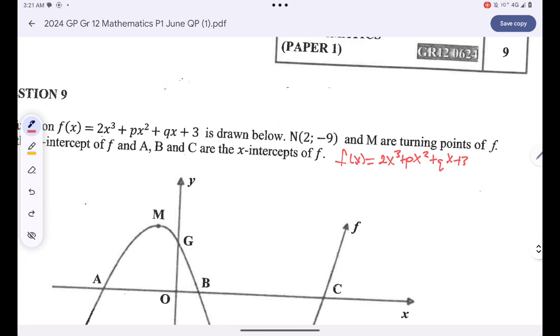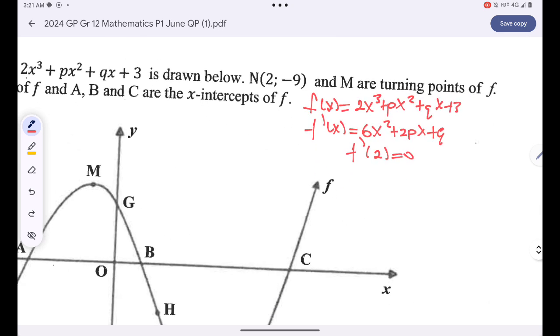So basically, I'll simply say the derivative of f of x is equal to 6x squared plus 2px plus q. I know that f prime of 2 will be equal to 0. Why is f prime of 2 equal to 0? Because the x value at the turning point is equal to 2.